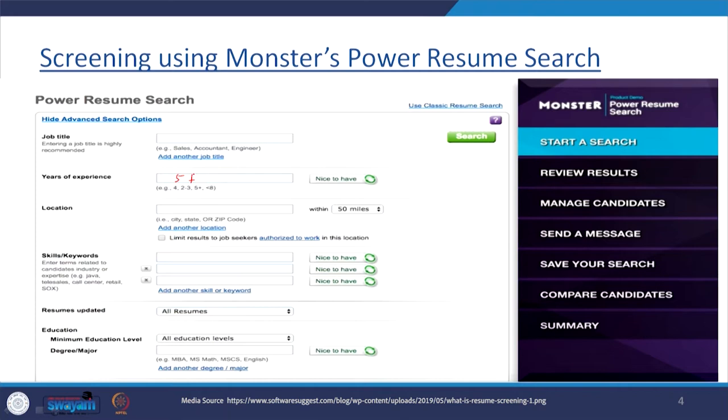So, suppose it is at Roorkee. Within 50 miles of Roorkee, those geographical locations will be screened out, right? And those more than 50 miles away will be considered into the database. So here you will put certain city names and then accordingly you will be filtering them. Either a city, a state or a zip code will be there, and then you add another location, and like these you will add locations, and if it is not matching, the application will be screened out.